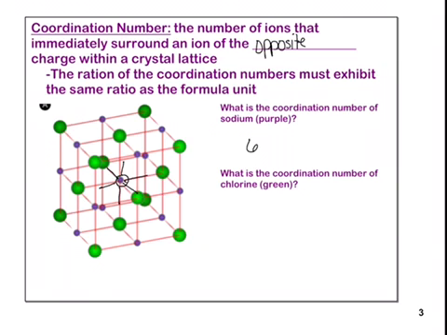So there are 6 bonds coming off those sodium ions. And then again, if you were to repeat that same process for a green or chlorine ion, if I pick this one in the middle here, there's 1, 2, 3, 4, 5, and you can't see the 6th one because it's behind this chlorine ion, but it is also 6.